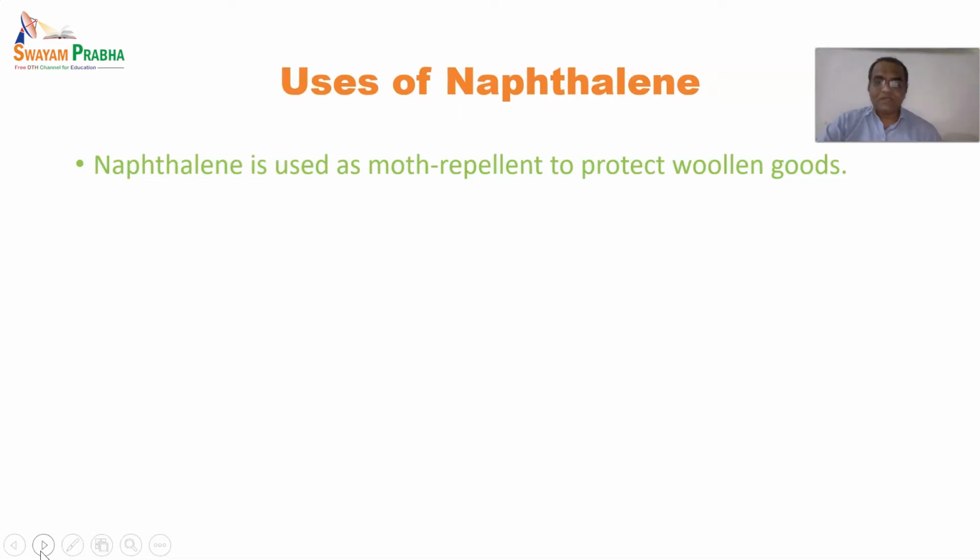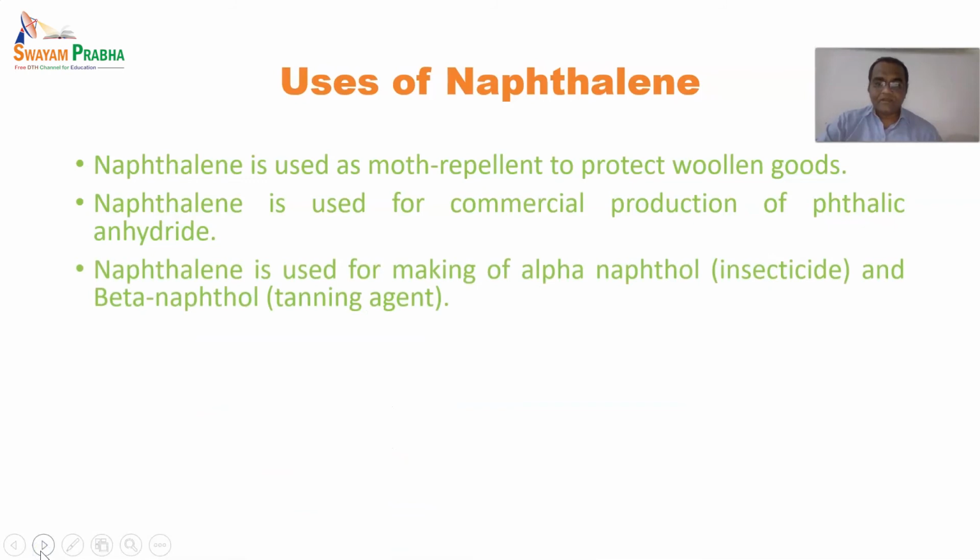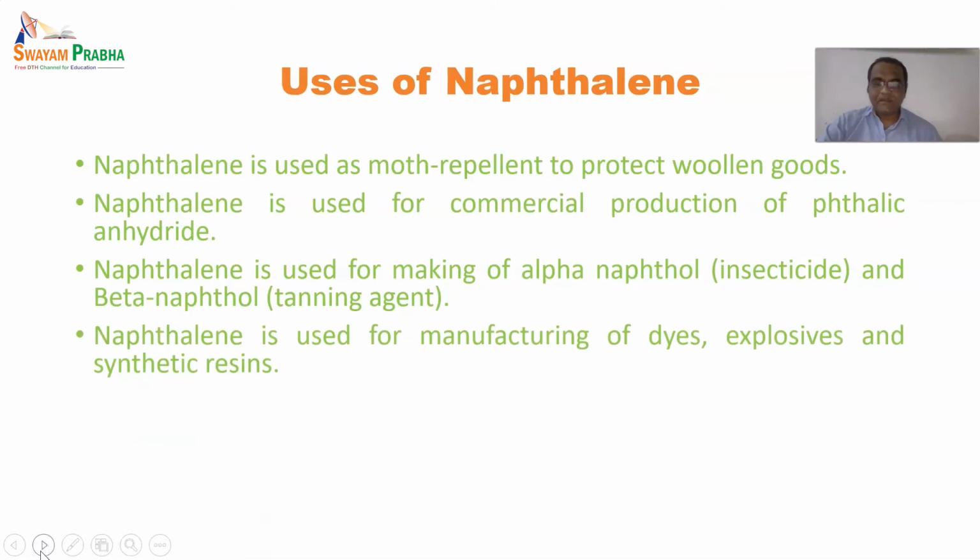Naphthalene is used as a moth repellent to protect woolen goods also. Naphthalene is used for commercial production of phthalic anhydride. Naphthalene is used for making alpha naphthol, which is an insecticide, and beta naphthol, which is a tanning agent. Naphthalene is used for manufacturing of dyes, explosives, and synthetic resins.